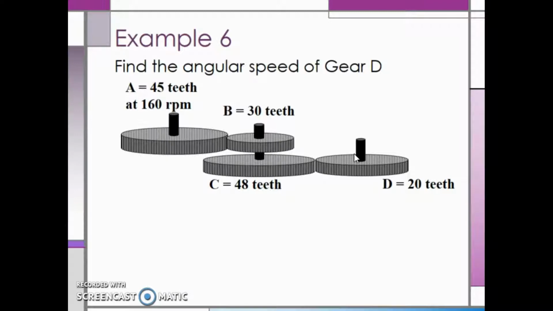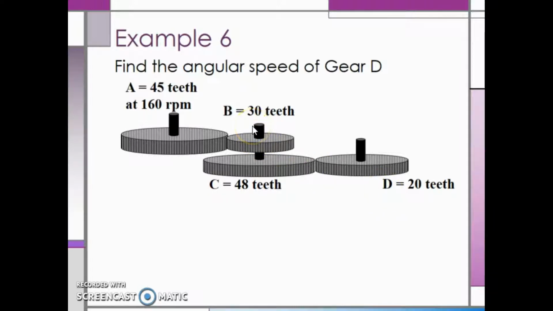This next example is a little bit different. Here we have gears in a gear train where all of the teeth do not mesh. We want to again find the angular speed of gear D. The speed of gear A is 160 RPM and it has 45 teeth. Gear B has 30 teeth. Gear C has 48 teeth. And gear D has 20 teeth.